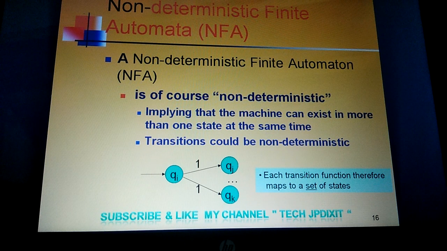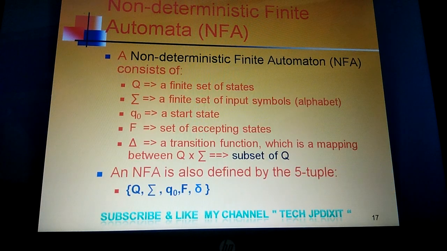Now NFA, the non-deterministic finite automaton, also known as NDFA. Of course, non-deterministic implies that the machine can exist in more than one state at a given time. The same state input can have different state transitions. It also has the 5 tuples: Q, sigma, Q0, F, delta.